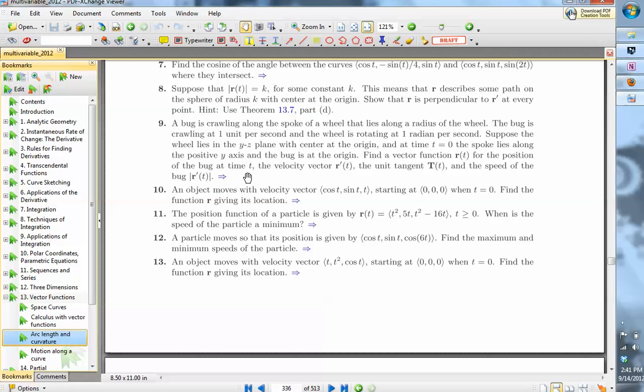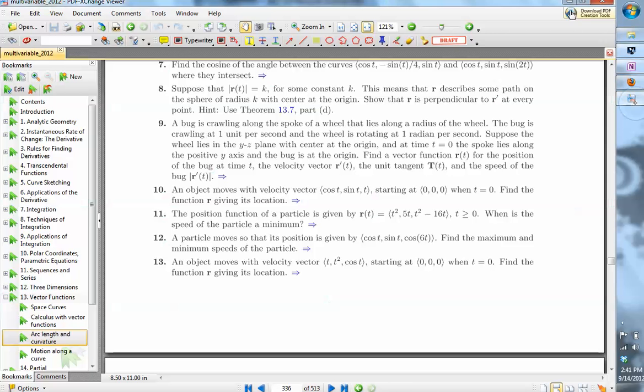Show that r is perpendicular to r prime at every point. Okay. My hint, Lila, and anyone else who might be interested, is that the length of r squared is equal to r dot r. And r dot r is equal to k squared. Is that enough of a hint? Good.